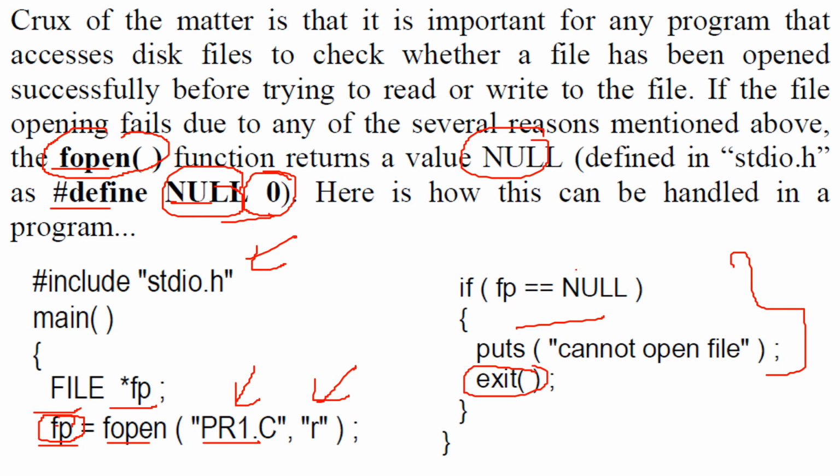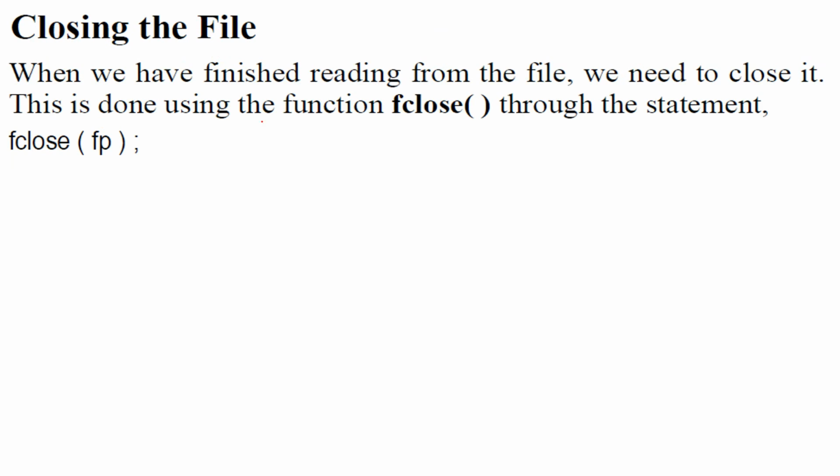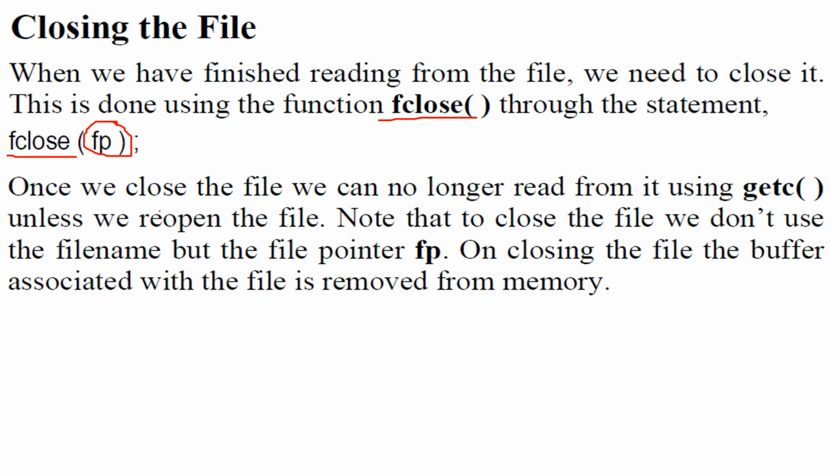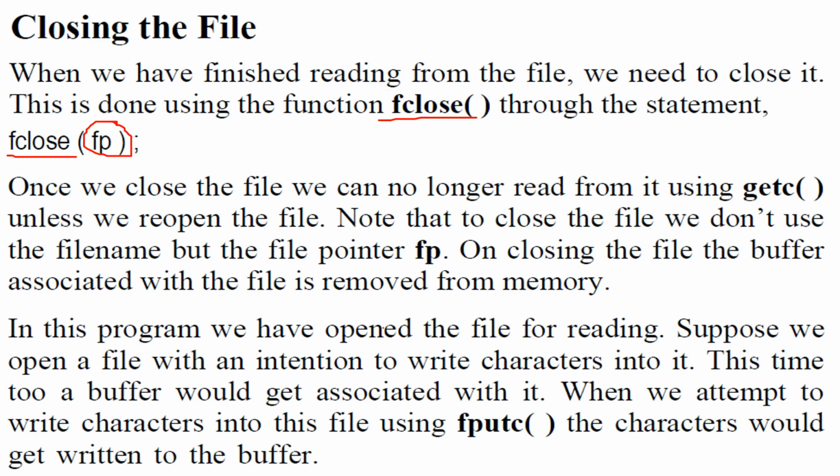This we have to do for every file which we are opening, in any mode. How to close the file? When we are done with the file, meaning we have done the operation, we have to close it. For closing we just use fclose with the fp, and fp is the file pointer which is returned by fopen. So closing of the file is necessary.